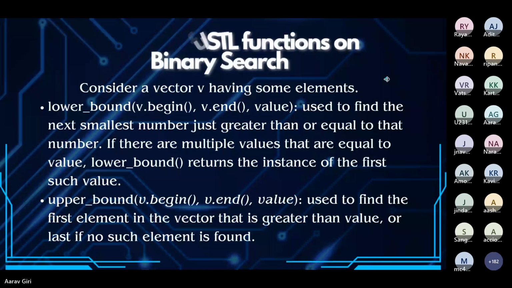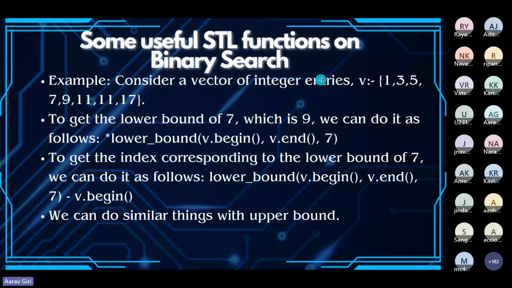Consider this vector. All right. It has these elements. Now, if I want lower bound of 7, what is lower bound of 7? Sorry, not lower bound of 7. It should be lower bound of 8 actually, my bad. Because lower bound of 7 is actually 7 itself. We will do star of lower_bound(v.begin(), v.end(), 7). This will give you the value of lower bound. If that element is present, it will just return the same value. In this case, it'll just show 7 again.